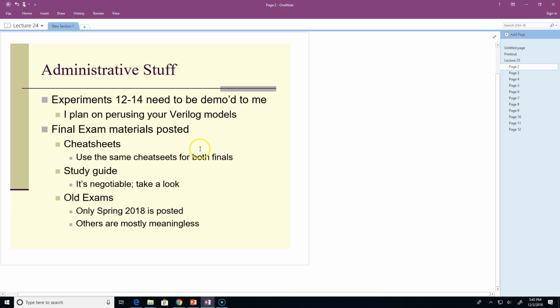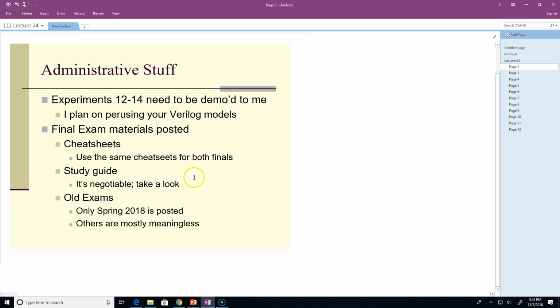Okay, additionally, I did some work on the final exam materials. There are some cheat sheets posted out there that you can use in the finals. Take a look at those. There's also a study guide. The study guide is very negotiable. If there's something you think you want on it, by all means, ask me about it. I may agree to put that on there, etc., but you got to say something.